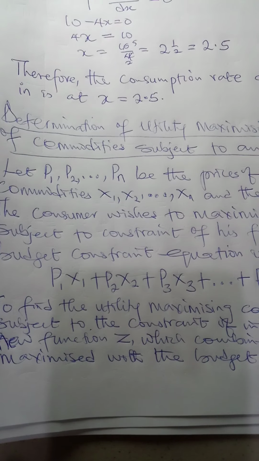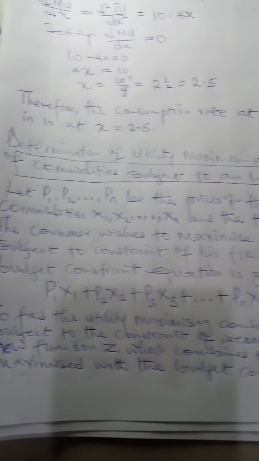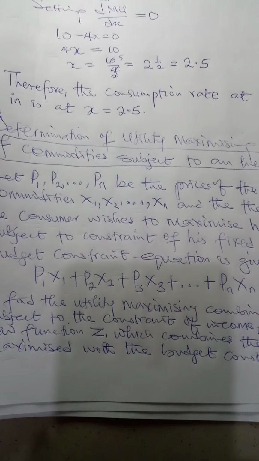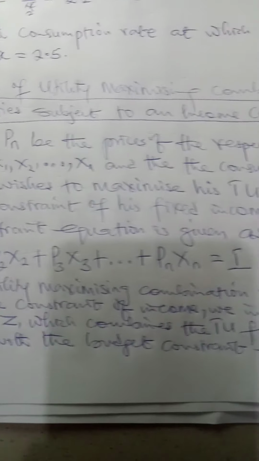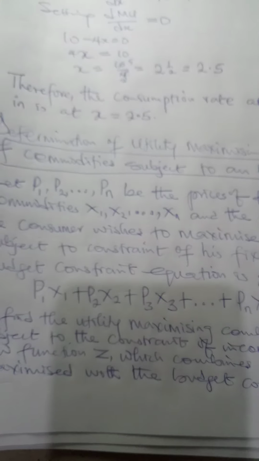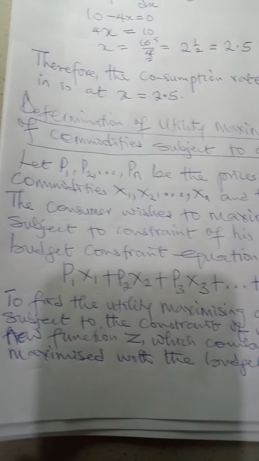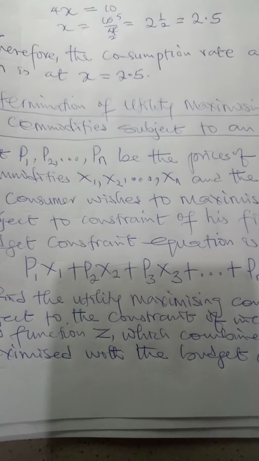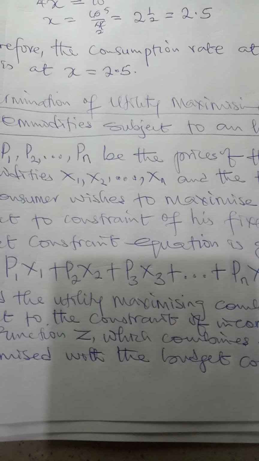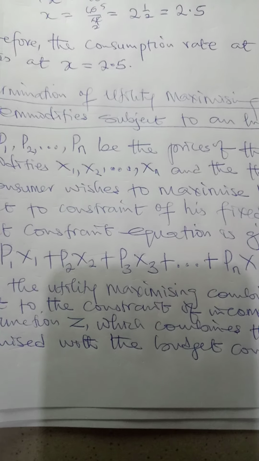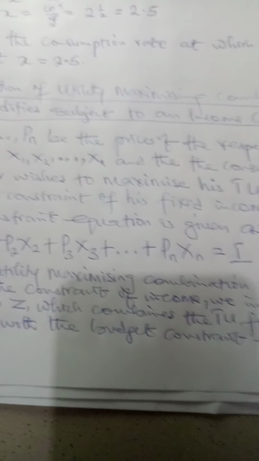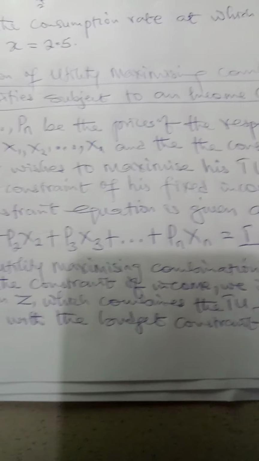Now the consumer wishes to maximize his total utility function subject to the constraint of his fixed income. Now his budget constraint equation is given as P1X1 plus P2X2 plus P3X3 plus up to PnXn equals I. The I just stands for his income.